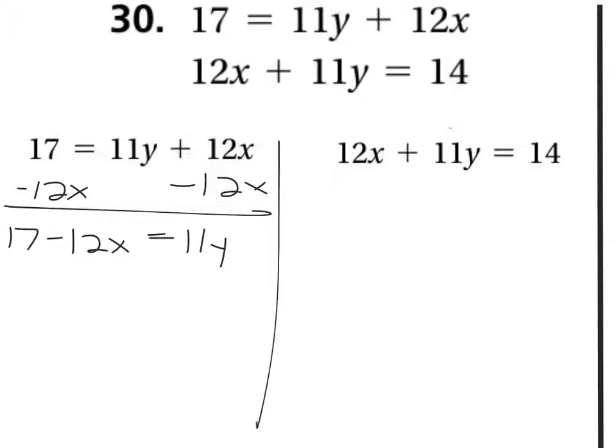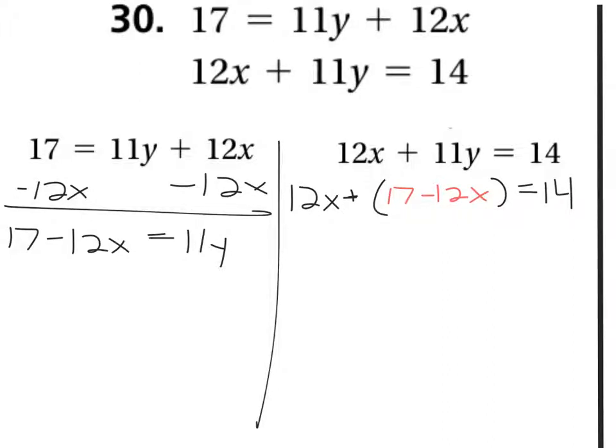I can say 12x plus, parentheses. I'm going to replace 11y with what I know 11y is equal to. And what is 11y equal to? Over here, 11y is equal to this amount. So that's going to go right in there where 11y used to be. Yep. Hopefully you're making sense of that. So where I saw 11y, I'm going to now write 17 minus 12x.